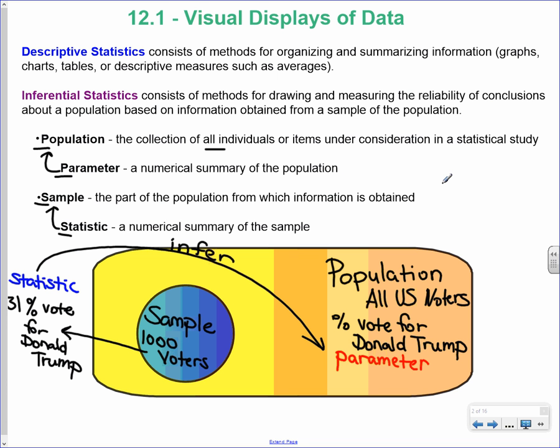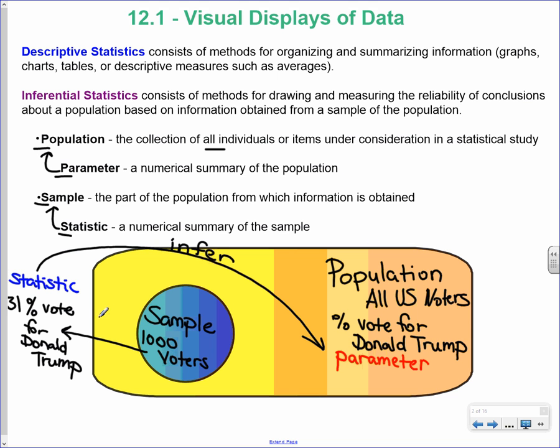Okay, if we are able to get information from the entire population, the information that we get is called a parameter. So a parameter comes from the population. A statistic comes from the sample. So a statistic is calculated using data from the sample. Okay, and so I usually tell my classes that parameter goes with population, statistic goes with sample, and the nice thing is they start with the same letter, right? So population and parameter go together, sample and statistic go together.